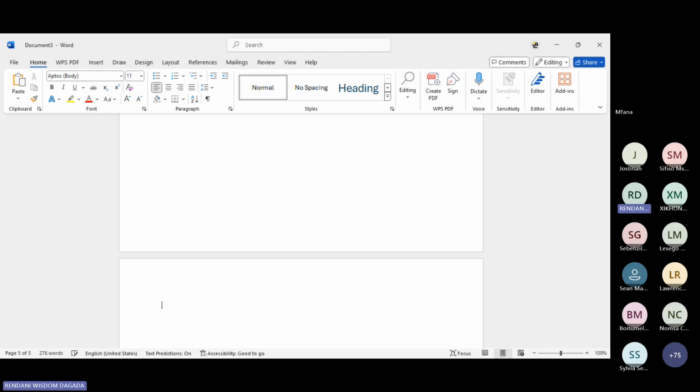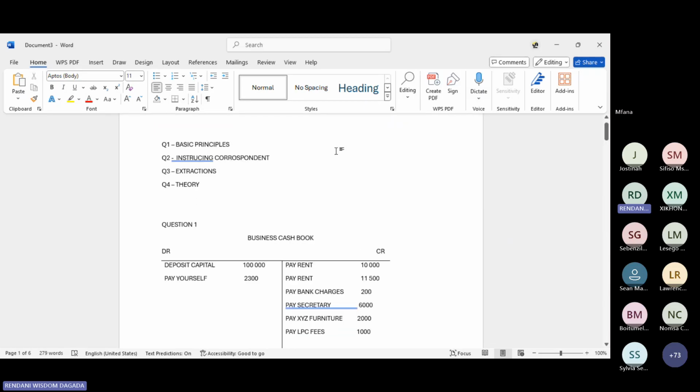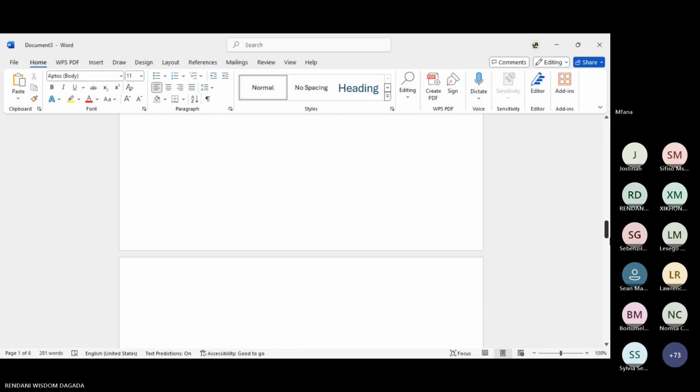Okay, so question 3 is what we call extractions. Let me just go back to the first one here. This is not conveyancing, guys. Sorry, this is basic principles. Here the examiner wanted to know if you know the basic principles. This was not conveyancing. It was just basic principles and investments. That is another thing that I saw on this question, even though conveyancing is part of it.